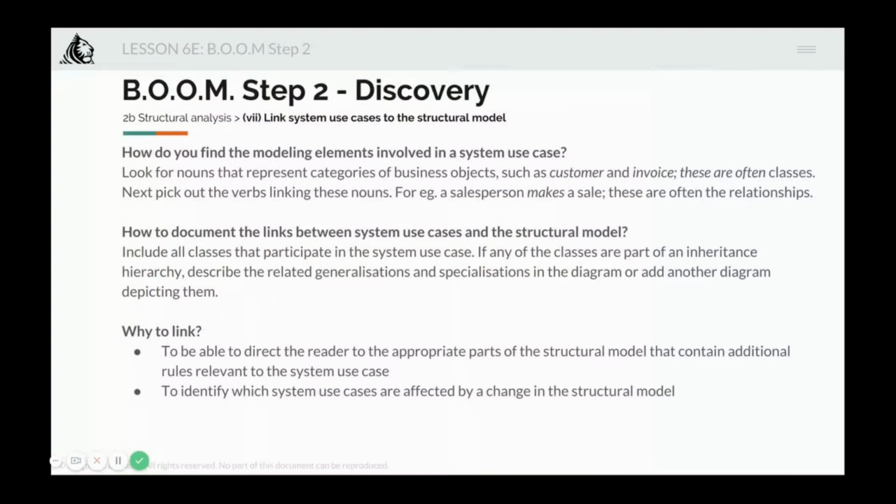And linking will help you make sure that the reader or the consumer of your document is able to connect the dots between the structural model and the use case. A very important manifestation of this entire exercise is that when you have use cases and the structural model connected to each other, when the use case changes, it will also tell you what structural model should be changed. Okay.